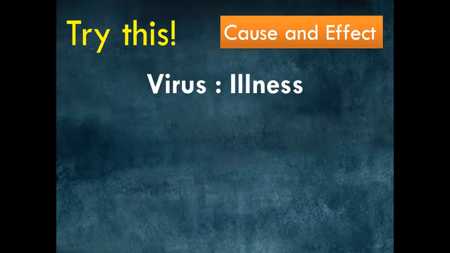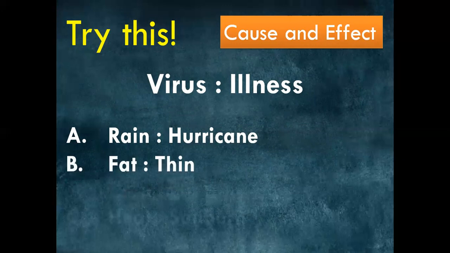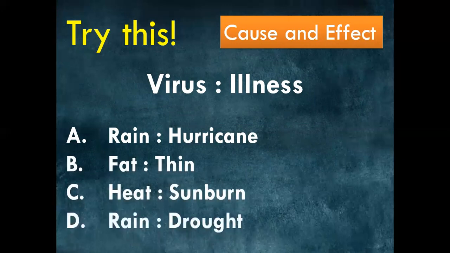How about this one? Virus is to illness. Now, which do you think will also be a word analogy that may show cause and effect? A, rain and hurricane, B, fat and thin, C, heat and sunburn, D, rain and drought. The correct answer is letter C, heat. Too much heat, the effect would be sunburn.